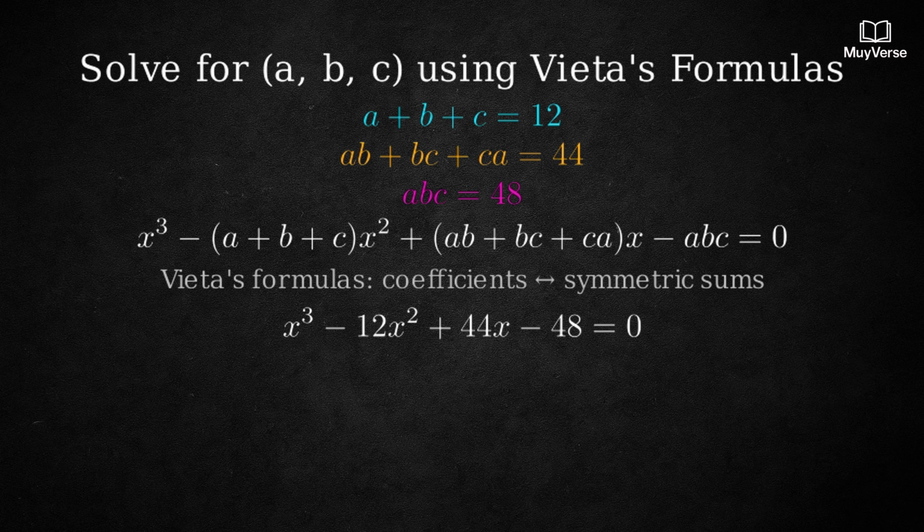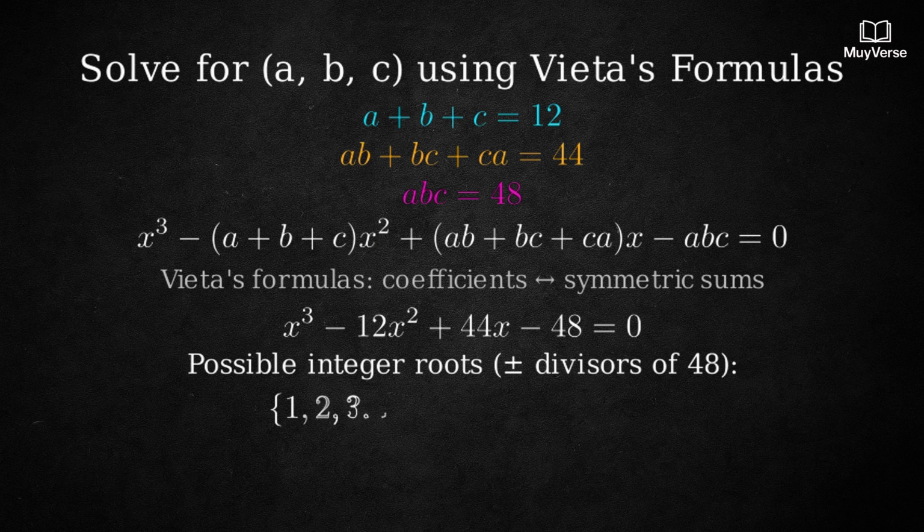Now, we find integer roots using the rational root theorem. Possible integer roots are plus or minus divisors of 48. That is 1, 2, 3, 4, 6, 8, 12, 16, 24, and 48. We test small positive candidates first because a, b, c are positive. Compute f of 1. 1 minus 12 plus 44 minus 48 equals negative 15, not 0.